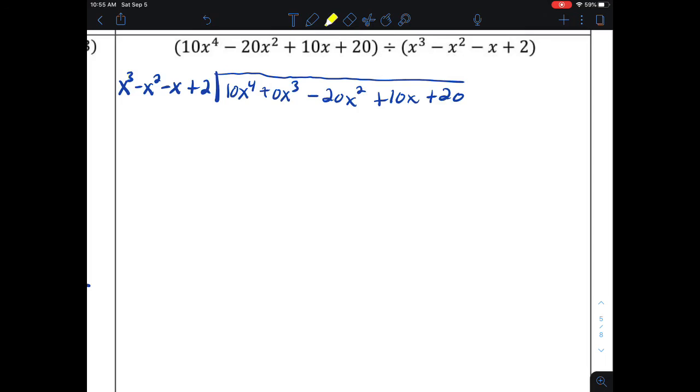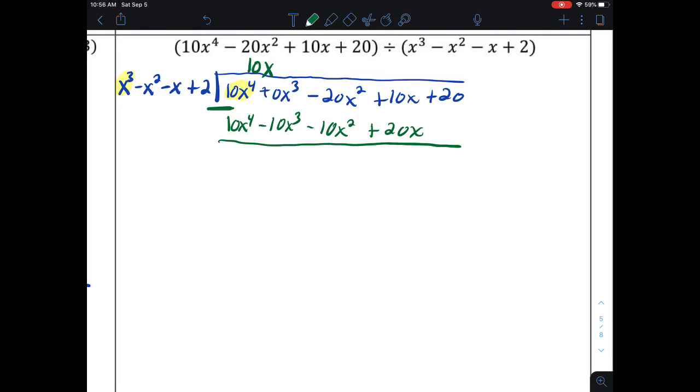All right, so the process of long division, I want to make the front terms the same. So I want to make x to the third become 10x to the fourth. I would do that by multiplying by 10x. Multiply that 10x to all of the terms over here on the left-hand side and write down what we get. We'd have 10x to the fourth minus 10x to the third minus 10x squared plus 20x. Long division, subtract. Top minus the bottom.